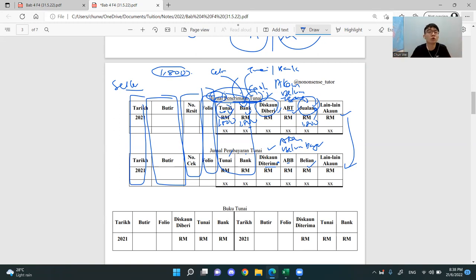Okay, let's say it's not from jualan, it's from Jeffrey. Who is Jeffrey? Jeffrey is my ABT. So now Jeffrey returns the money to me, then I record 1,800 ringgit from the account belum terima. Alright, so here the jurnal penerimaan tunai is the place where you record where the money comes from. You menerima wang dari mana? Okay, so I have to state it there.